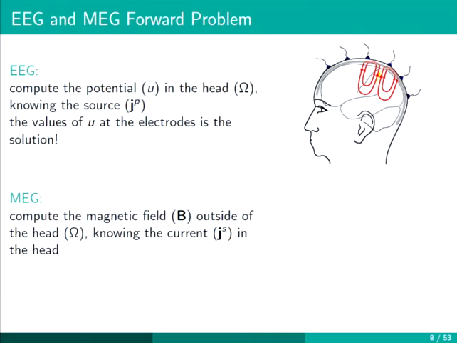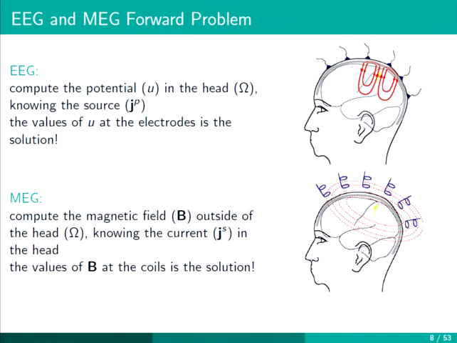Okay, sorry. In the MEG case, we have to compute a magnetic field outside of the head, knowing the current JS inside of the head. And the values of the B field at the coils are our solution. Again, here we have the representation of the same dipole. Then the red lines are representing the B field, and we have coils to detect the signal.